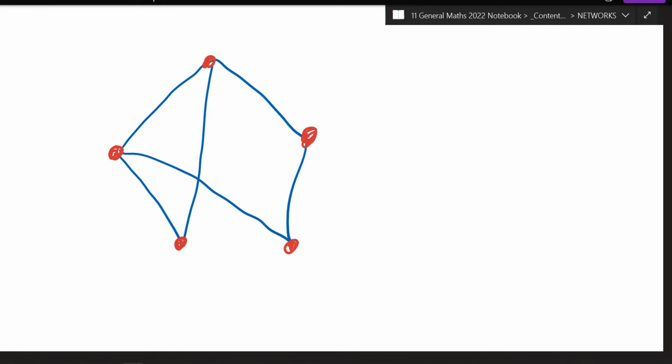Ryan, you went ahead with this exercise. Can you tell me why? Do you know why this graph doesn't have a bridge? Because you can't take one out. Good. You can't take one out without making it disconnected.